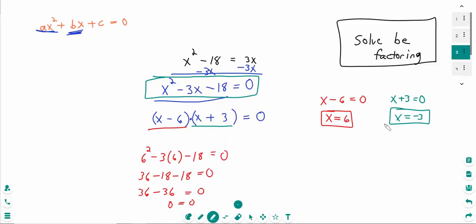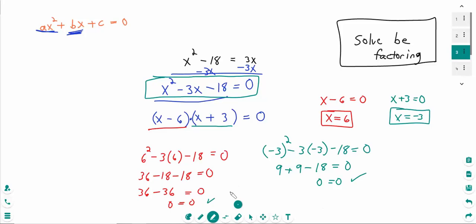Let's try the x equals negative 3. So if we plug that in for an x, we have a negative 3 raised to the second power minus a 3 times a negative 3 minus an 18 equals 0. We multiply this out, or we simplify it. Negative 3 raised to the second power is going to be 9. Negative 3 times a negative 3 is going to be a positive 9. And then we have this minus 18 at the end. 9 plus 9 is 18. 18 minus 18 is 0. And 0 does equal 0.